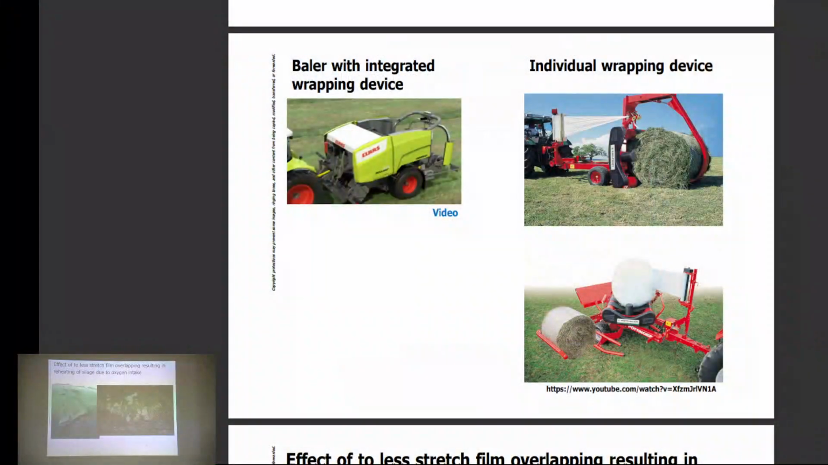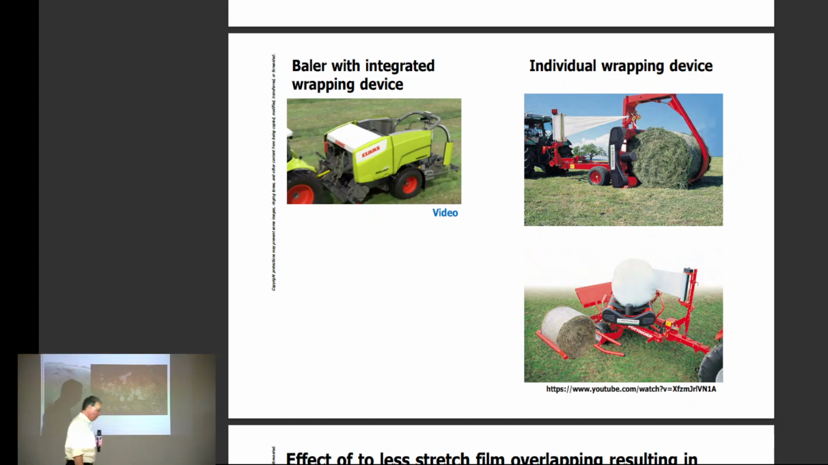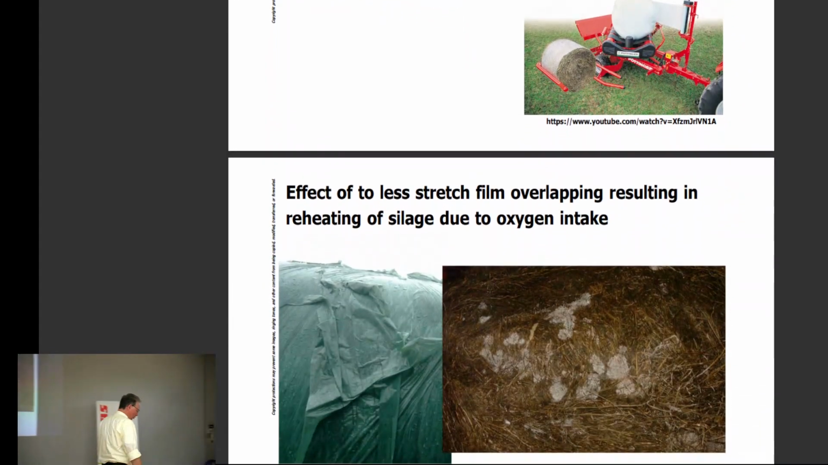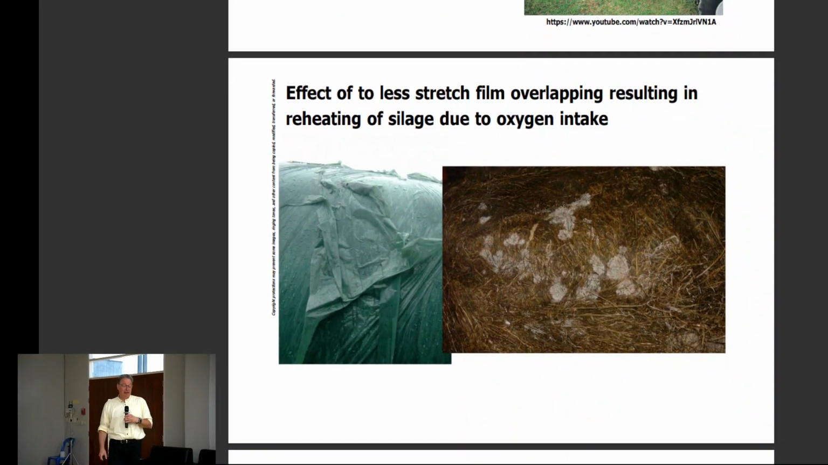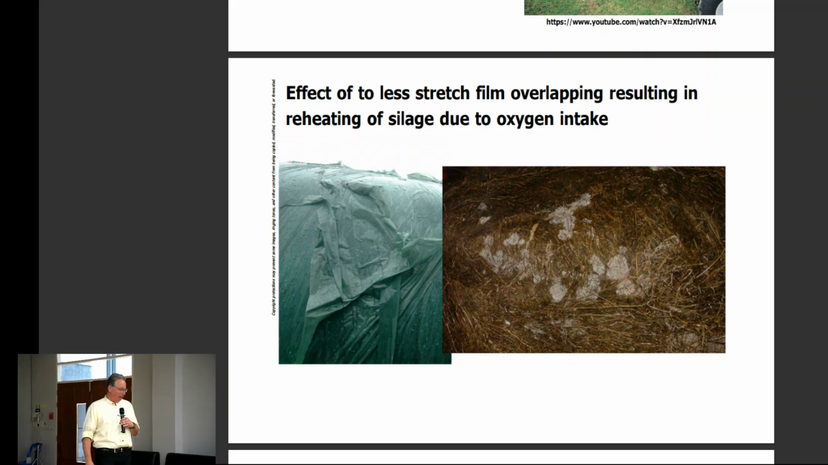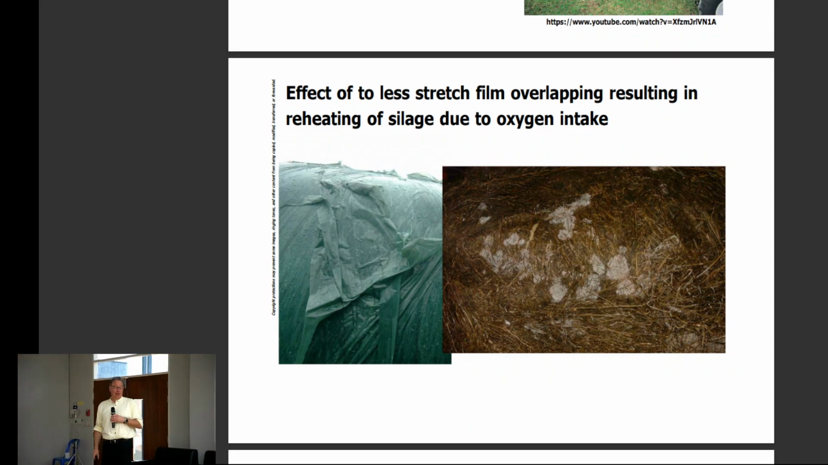And again, this might be a good picture to see when there is no good overlapping, and then it looks like this. And it's white stuff, that's no snow in Germany, it's fungi. So you should, of course, avoid this, because it's easy to imagine this kind of silage you don't want to feed to your dairy.